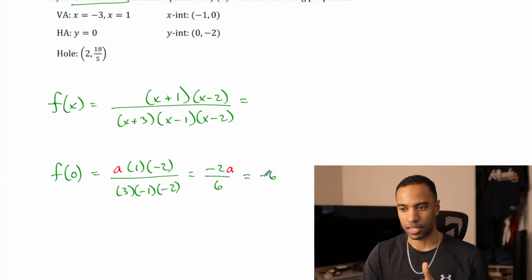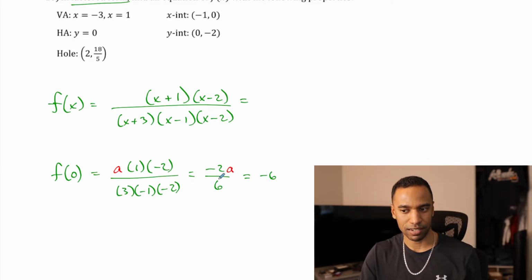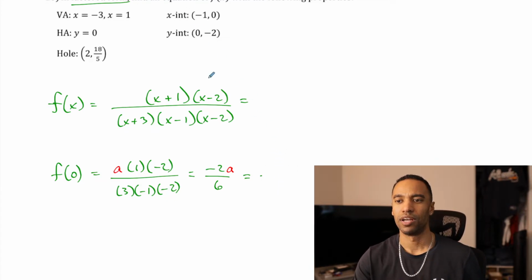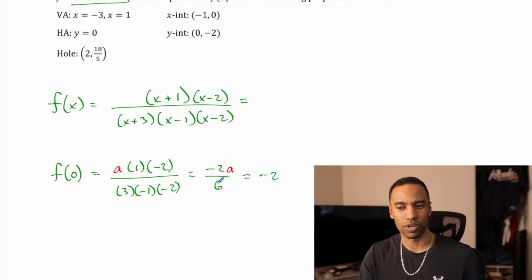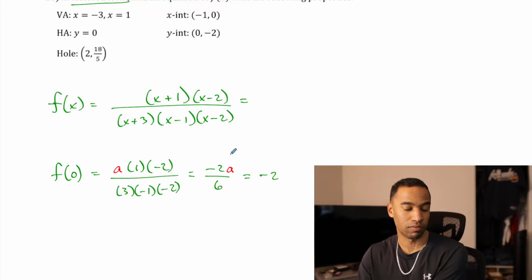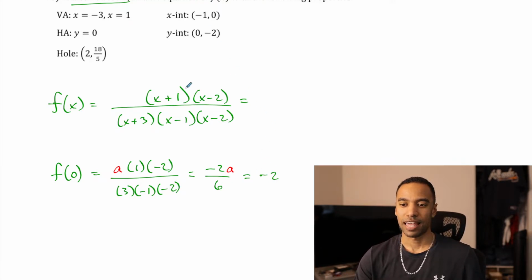Well, we got the negative taken care of. It looks like the 6 is really the thing that's dividing. Sorry, I keep saying negative 6. I mean negative 2. What if I just multiply by 6? What if a was 6? Negative 2 times 6 would give you negative 12, and then negative 12 divided by 6 is negative 2. If that a was a 6, that would do it.